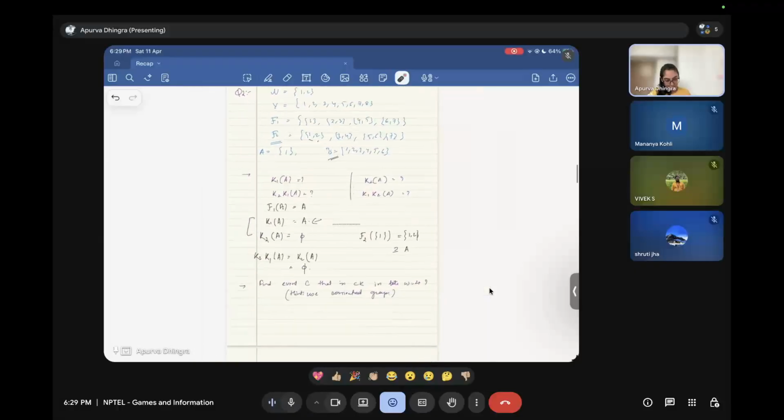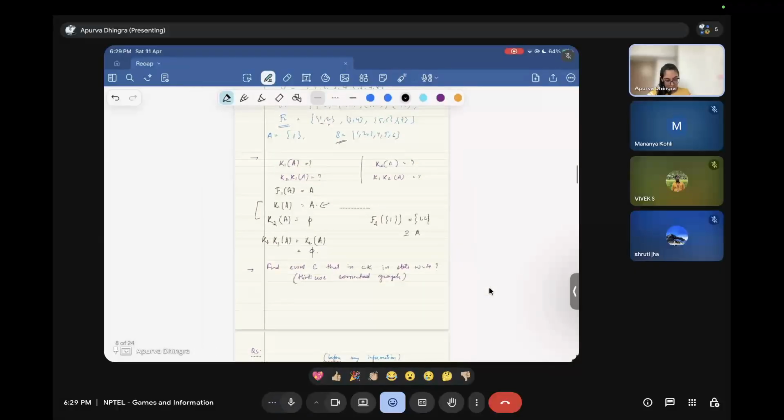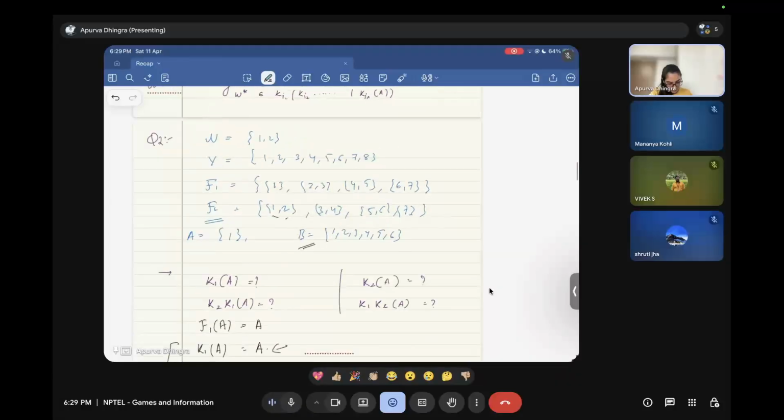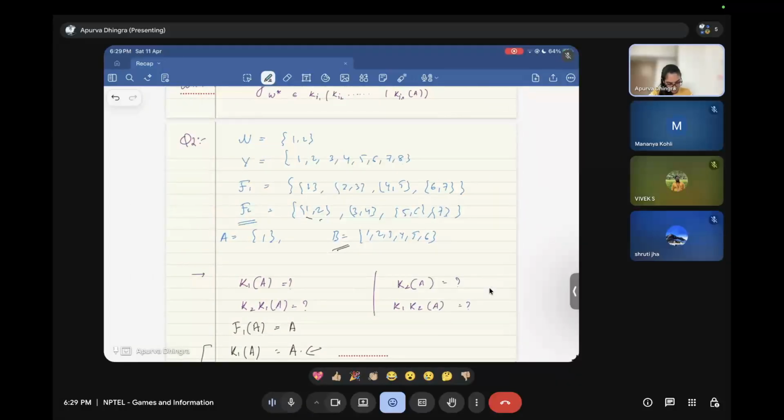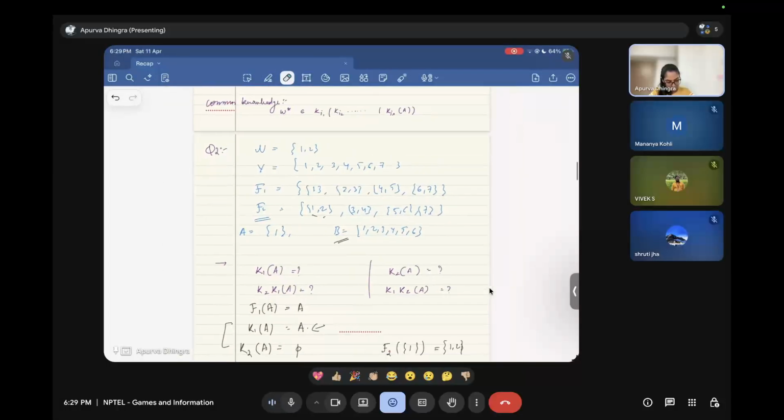So based on this, 1 can't be distinguished from 2, this is for player 2. 2 can't be distinguished from 3, this is for player 1. 3 can't be distinguished from 4 by player 2, and so on. There is a slight error here. The partition does not include 8 at all. This might have been a typo. I'm just going to remove this.